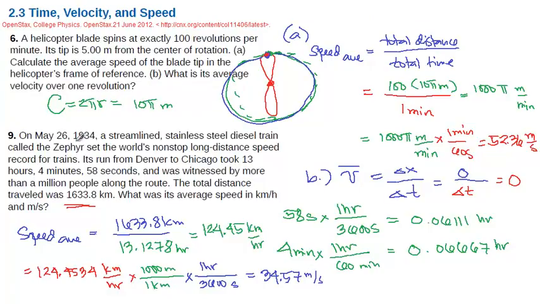So this is, of course, 1934. The fastest long-distance train is only traveling at this speed. Not that fast, but at that time maybe this was fast already.